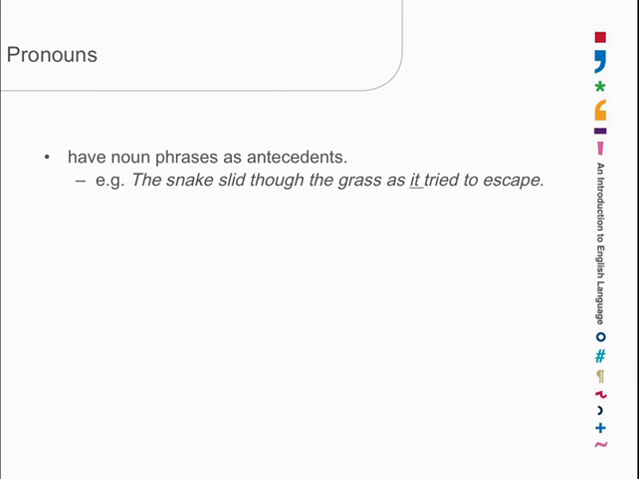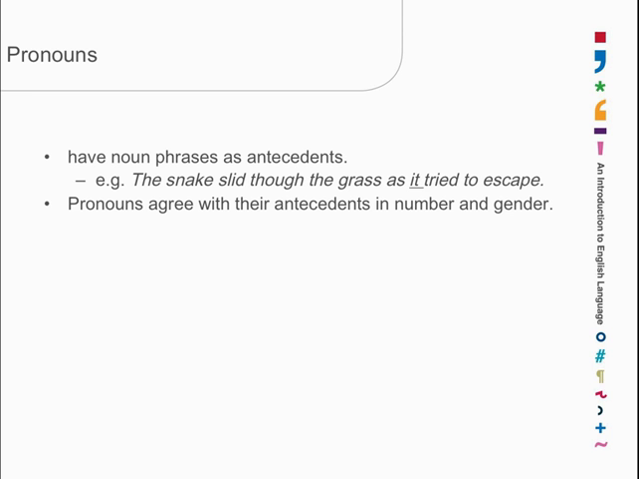Let's have a look at an example. The snake slid through the grass as it tried to escape. What's the antecedent of it? Answer, the snake. Right, here's a noun phrase, it, a pronoun, that has a whole noun phrase as an antecedent. So pronouns are themselves noun phrases, and they're one-word noun phrases. They have an interesting property. They are subject to something called agreement. When you select a pronoun, you have to think about what it is that is its antecedent.